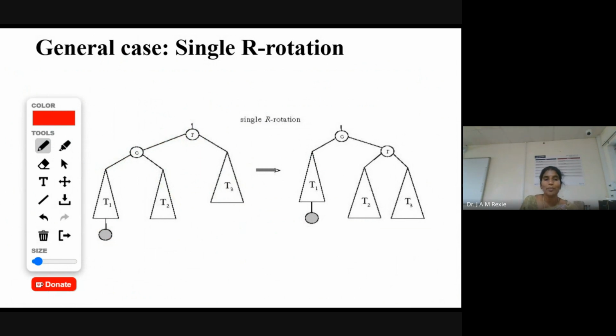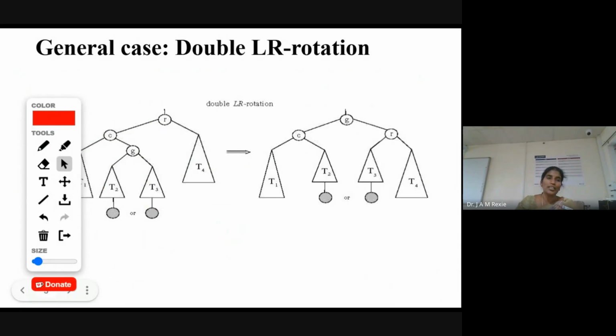So how is it done? We are making a right rotation here. The child is taken to the position of the parent, and the parent comes to the right position of the child, and the other nodes will be there. And if you notice this T2, since C is becoming parent and R is becoming its right child, T2 is taken to the left child of R. So this is how the single R rotation is done. Similarly, we'll be having the single left rotation also. That will be the mirror image of the single R rotation. So this is the general case.